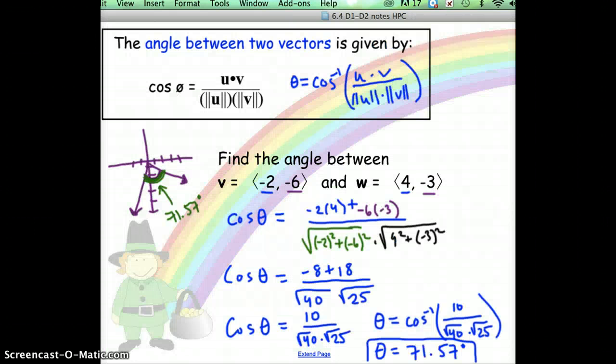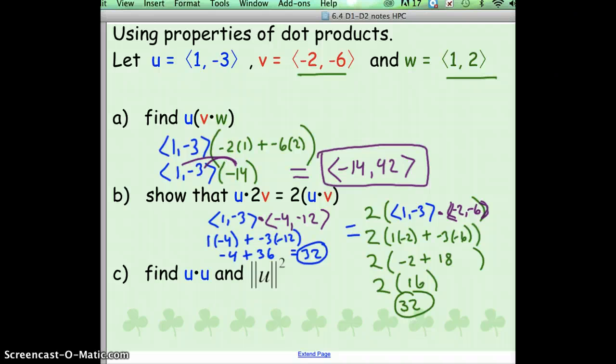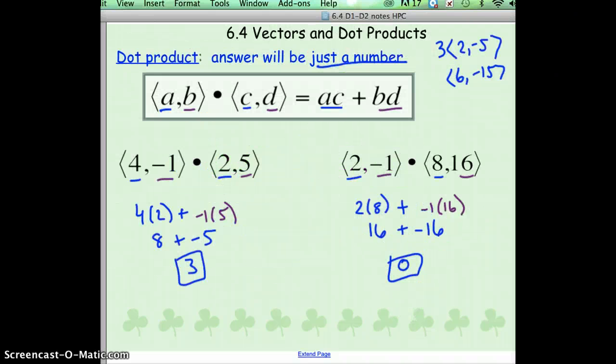Going back here, this is the formula for the angle between two vectors. Just remember at the very, very end, to get the angle alone, you have to do the inverse cosine of all of that stuff. And then this is just the general formula for dot product.